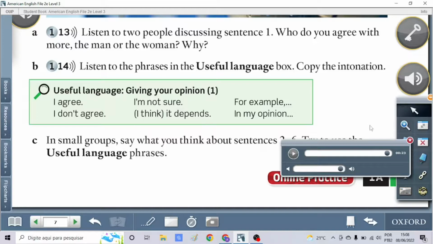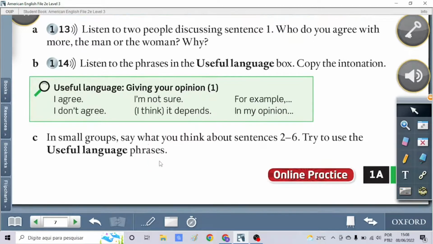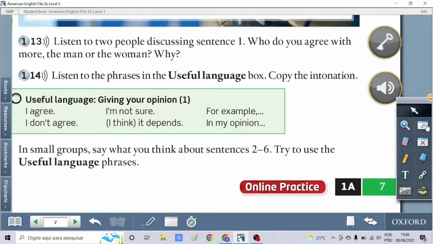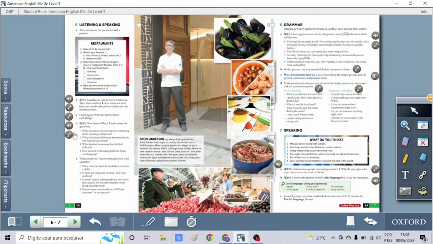Okay. So, if you don't understand the meaning of any of them, please look up in a dictionary. Now, there is an activity here for you to say what you think about the sentences. So, we're going to do this in our online class. Okay. So, this first unit finishes here.